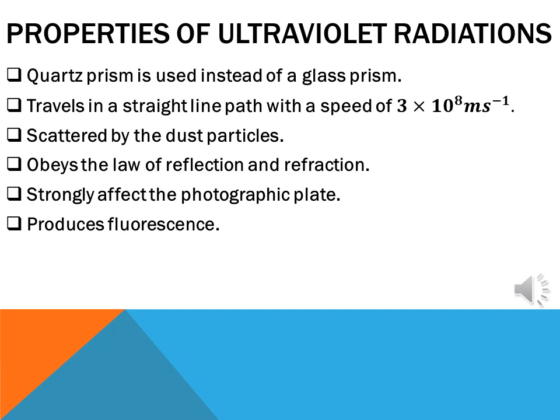Ultraviolet radiations travel in a straight line with a speed of 3 × 10^8 meters per second in air or vacuum. They are usually scattered by the dust particles present in the Earth's atmosphere. They obey the laws of reflection and refraction. They strongly affect the photographic plate as they are chemically more active than visible light. They produce fluorescence on striking a zinc sulfide screen.